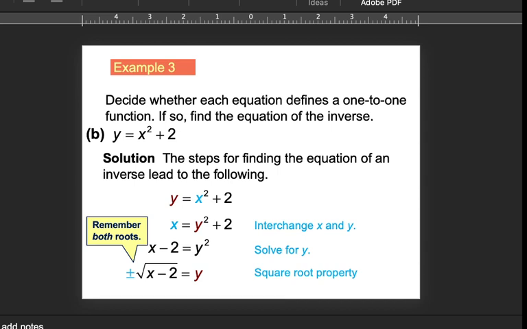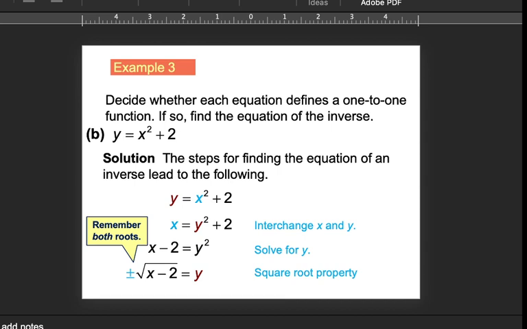So it's good practice in isolating y, if you follow along. So we had what here? y is equal to x squared plus 2. You can make this x is equal to y squared plus 2. And again, moving down, we can get y by itself. We subtract 2, and we take the square root of both sides. And again, moving down here, we would have plus or minus radical x minus 2 is equal to y.